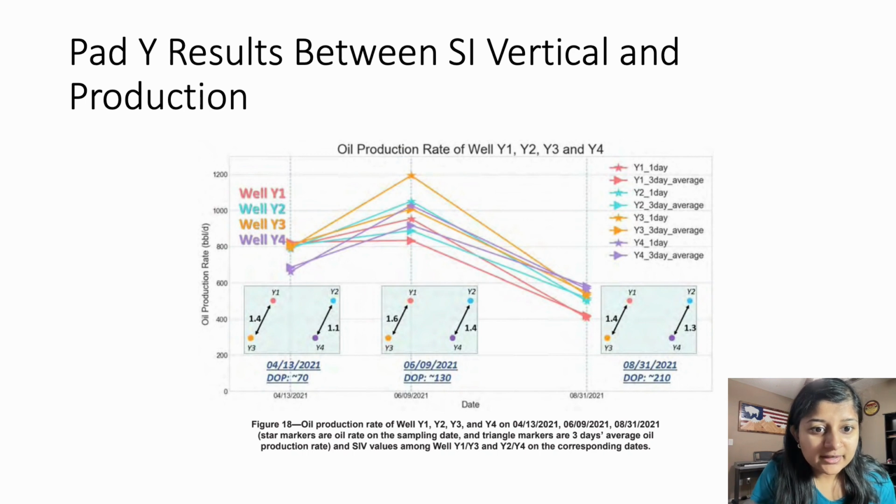You'll notice in Y, the similarity indices are pretty close, for instance, ranging from 1.4 to 1.6, meaning that there is some overlap in the stacked or staggered configuration, and the production results are reflected similarly, in which the oil production in well 3, for instance, is pretty much the highest, but everything else is relatively the same. The variations are between 20 to 25% in oil production from Y1 all the way through Y4.